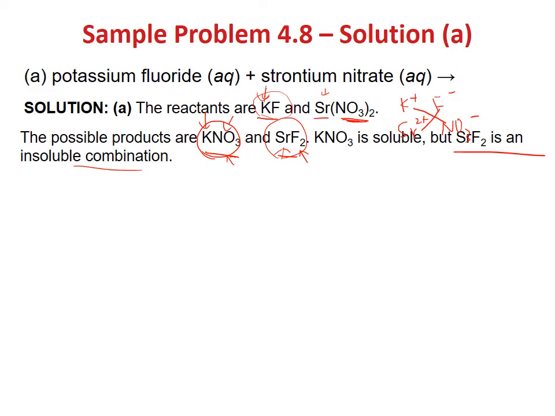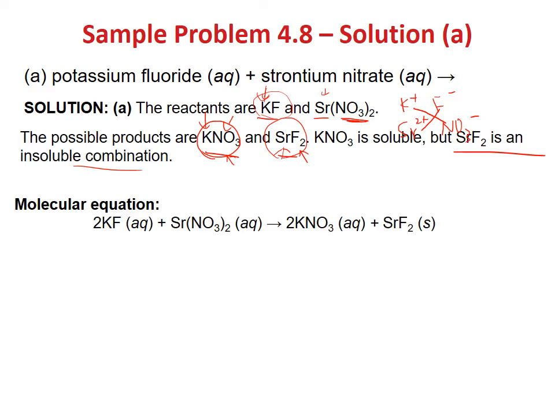Okay, so now let's write the molecular equation. So these are the reactants. The products are potassium nitrate and strontium fluoride, and note that strontium fluoride is a solid, it's a precipitate. Others are in aqueous solution. Okay, so you need to balance this equation. So next is the total ionic equation.